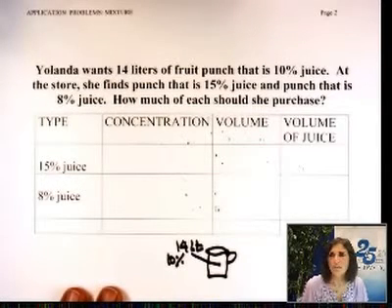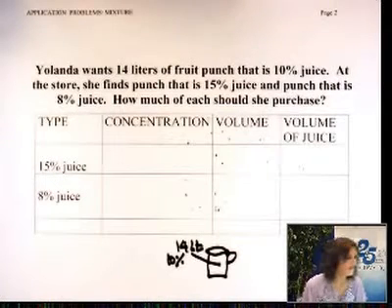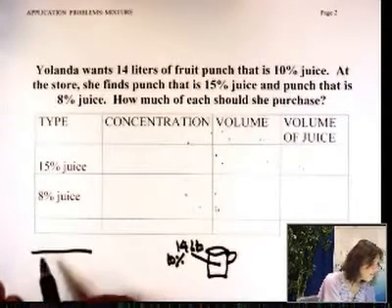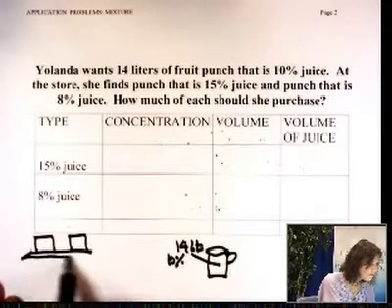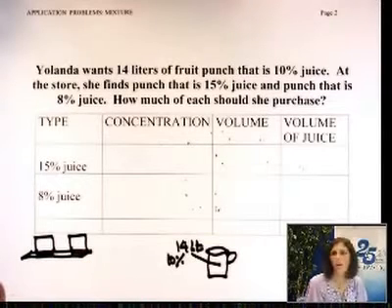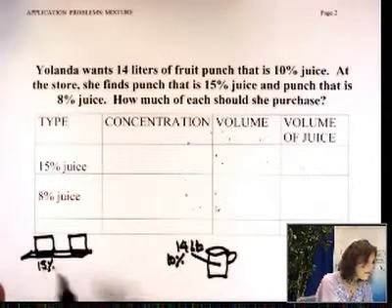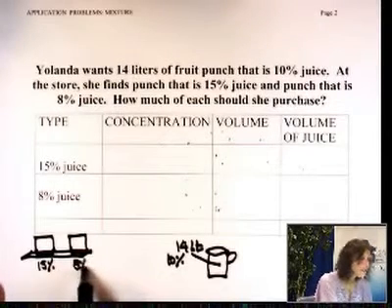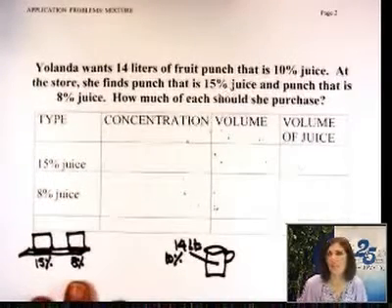At the store, she finds a punch that is 15% juice and a punch that's 8% juice. 15% is just too much juice. 8% is just too little juice. So she goes to the store. She has this shelf, two types, and they are on the shelf. One of them is 15%, too much. And the other one, 8%. That's not what she wants. She wants this. Okay? So let's make a table.